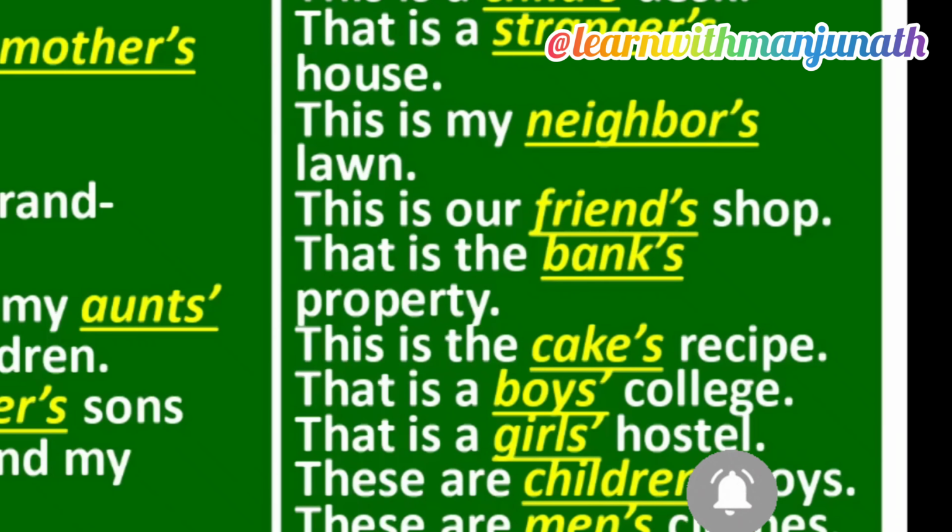That is the bank's property. This is the cake's recipe. Recipe means how to make it.